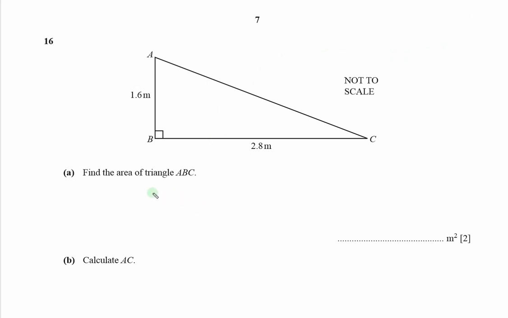Okay, now find the area of triangle ABC. Oh, this is very straightforward. Half times base times height, so equal to half times 2.8 times 1.6. You can work it out. AC would be using Pythagoras. Okay, write the words using Pythagoras theorem.